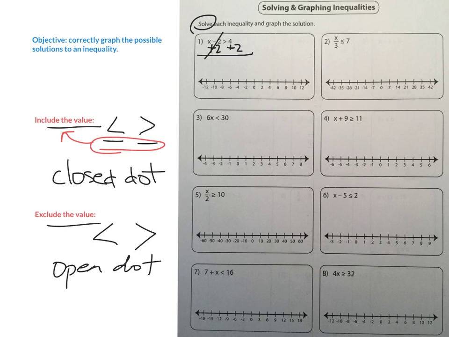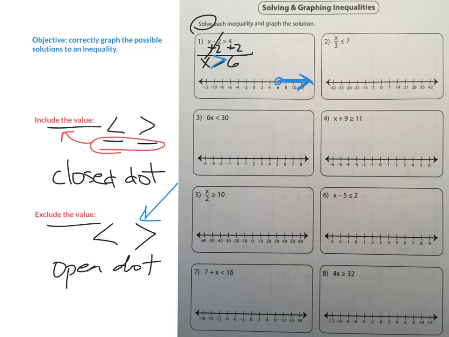-2 and +2 cancel to 0, so you're left just with x. Bring down your inequality sign: x is greater than 6. Now notice, x being greater than 6, I'm just using one of these two symbols, so I don't want to include the 6. So I'm going to use an open dot on 6. You find 6 on the number line, use an open dot. X can be anything greater than 6. Shading to the right would include all the numbers that would be greater than 6.